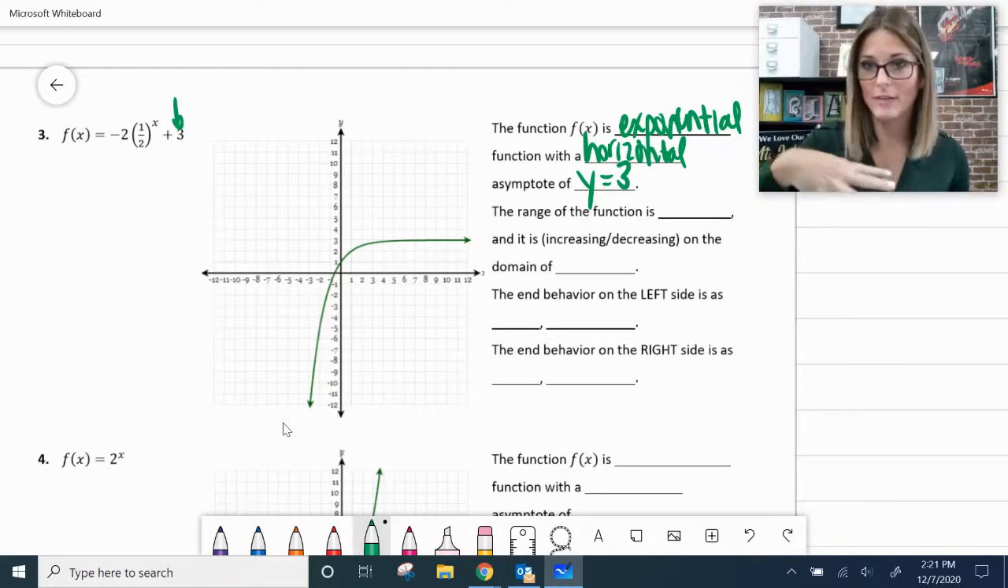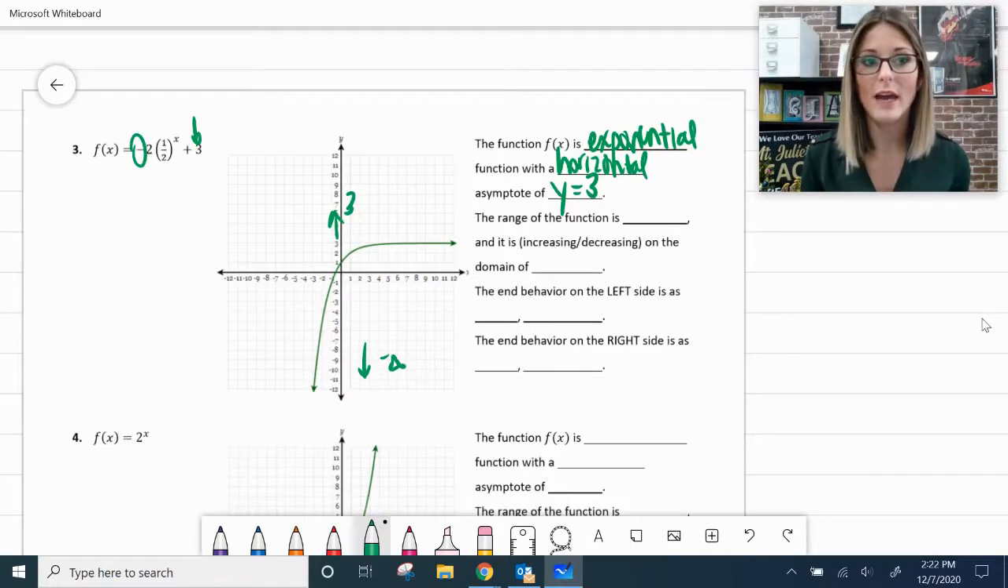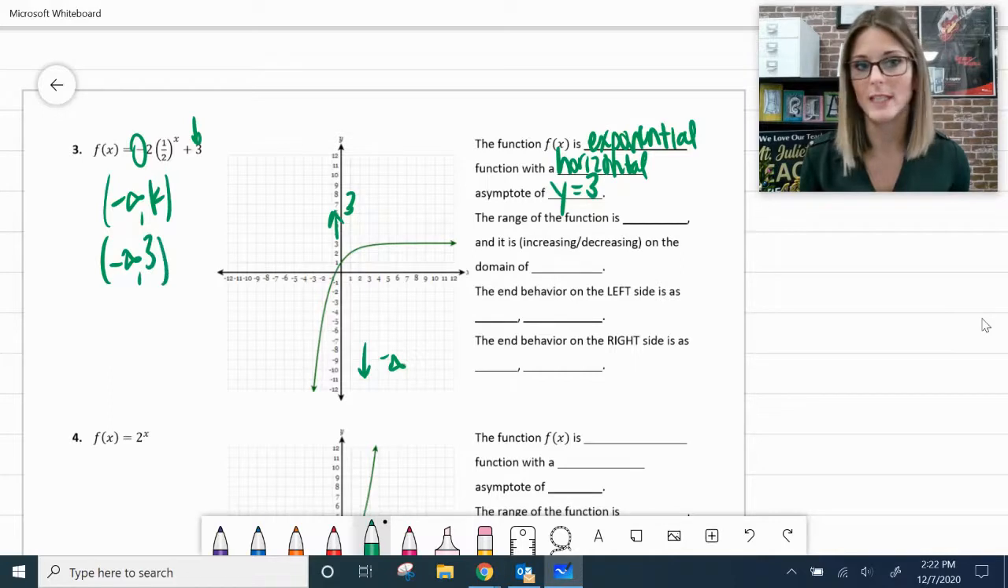The range, your y values, how low does it go? Well, it's going to go all the way to negative infinity. How high does it go? It's only going to reach 3. We do have a negative here, so we said our range would be from negative infinity to our k value, or that's negative infinity to 3, which is what we see there on the graph. Negative infinity to 3 is my range.